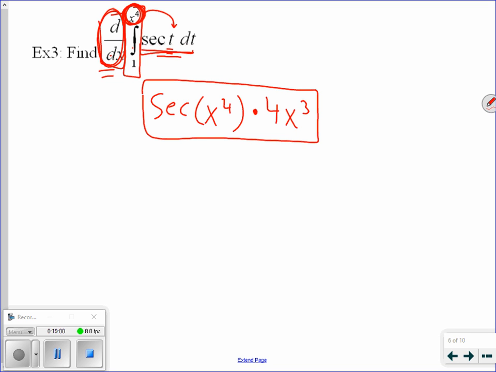That's it. FTC part 1 states that a derivative is related to an integral by undoing it, by being the opposite.